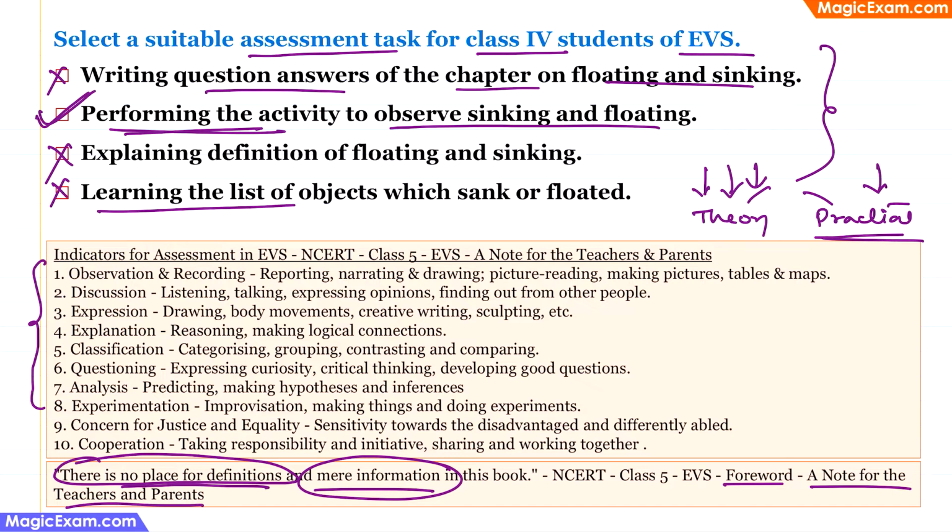So, just to re-emphasize what I explained, when it comes to EVS and you look at a pedagogy question, clearly look at all the answer choices and divide them and mark which ones are theory and which ones are practical. And invariably, the correct answer will be mostly the answer choice which leans towards practical or hands-on experience.